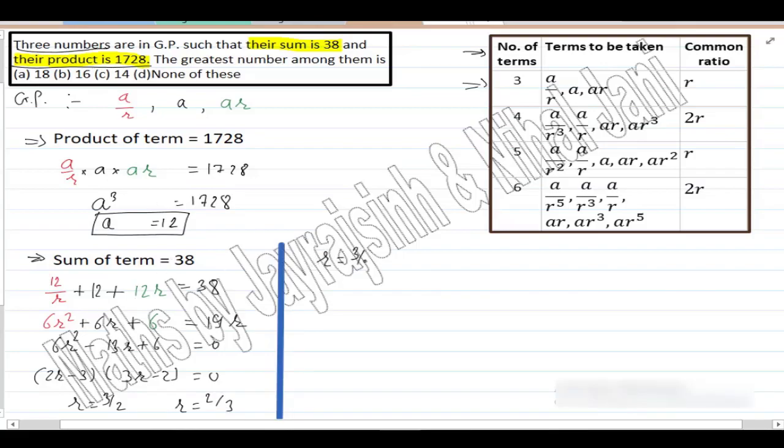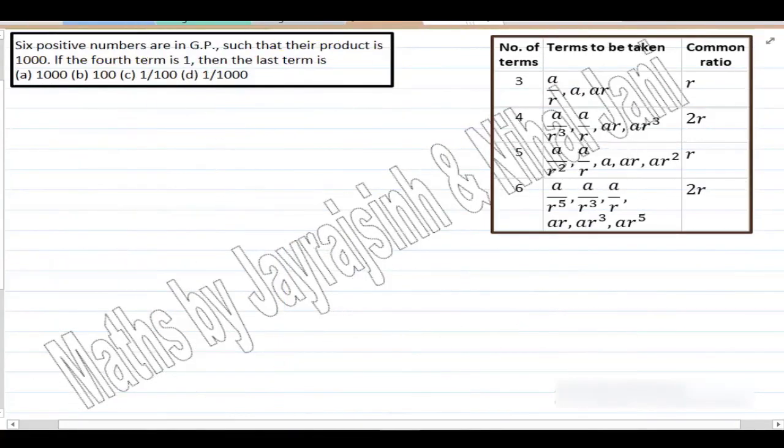First of all, for r is equal to 3 by 2, we already have a is equal to 12. So our terms will be 18, 12 and 8. And for 2 by 3 and a is equal to 12, we will get 8, 12 and 18, right? Both are the same thing. But here we need the greatest number, and the greatest number is 18. So option A is your final answer. Ta-da! Let's see our next question.